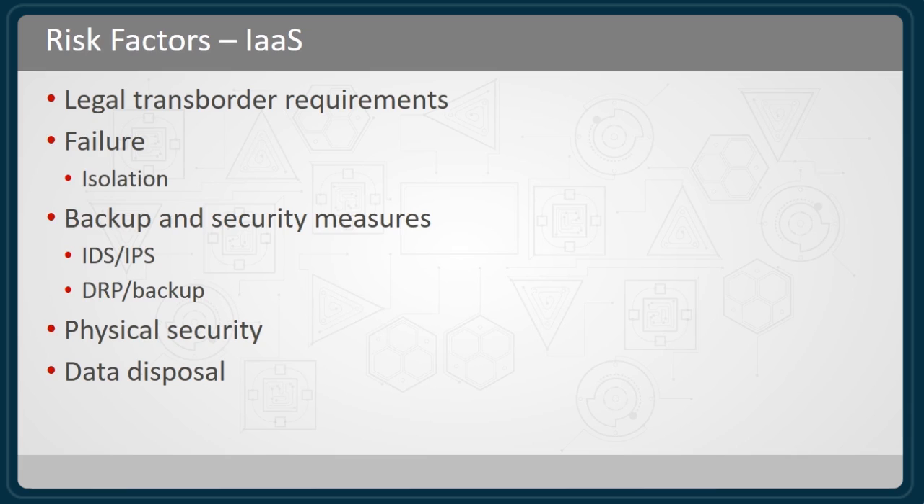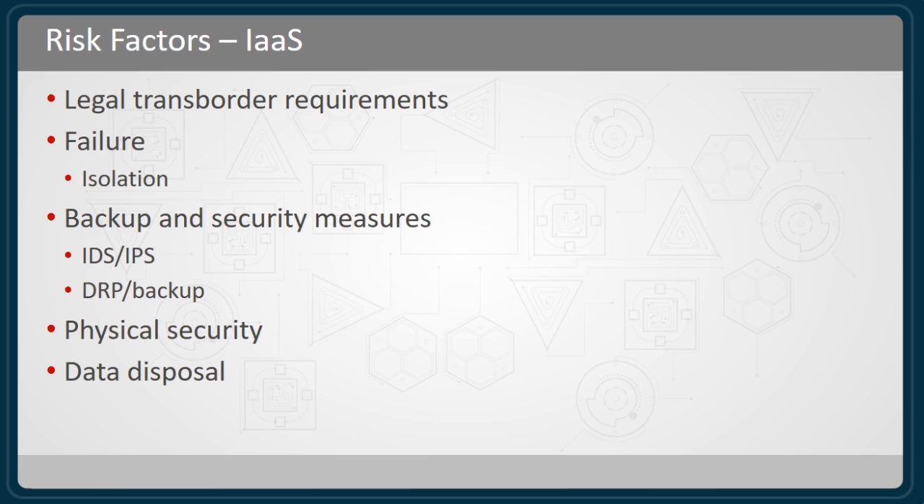Failure, of course, is always an issue. How isolated are you when it comes to any given failure? Because it is a multi-tenant environment. If this fails for that tenant, will it affect me? So you need to know what kind of isolation is in place. Backup and security measures, you certainly need to know what is being implemented there. Do they have intrusion detection systems and intrusion prevention systems? What are their disaster recovery procedures and/or policies for making backups?